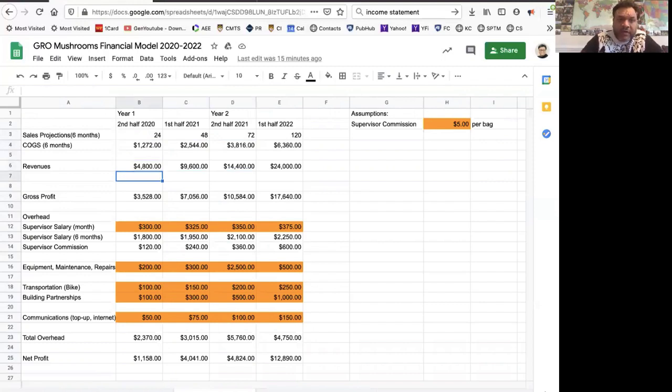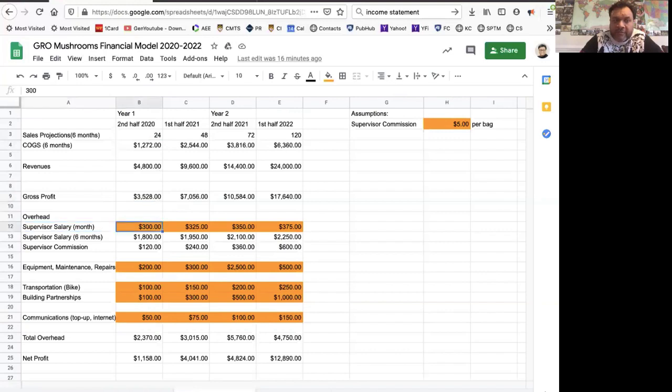Okay, so what is our gross profit? Our gross profit is our revenues minus the cost of goods sold. So if you had no overheads, this would be your profit. But you always have overheads. You always have operating expenses. What do those look like?